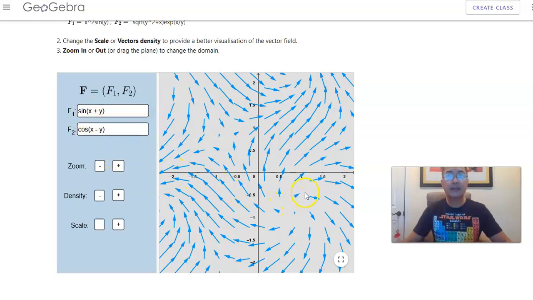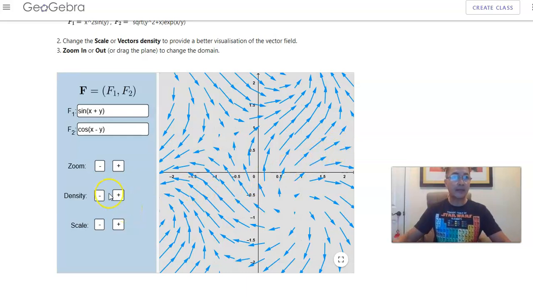Basically what this says is that if you input, let's say, this point, which is at 1.5, 0.5, the x-coordinate will be sine of 2 radians, and the y-coordinate for that vector will be cosine of 1 radian. So that is how that vector is going to look.